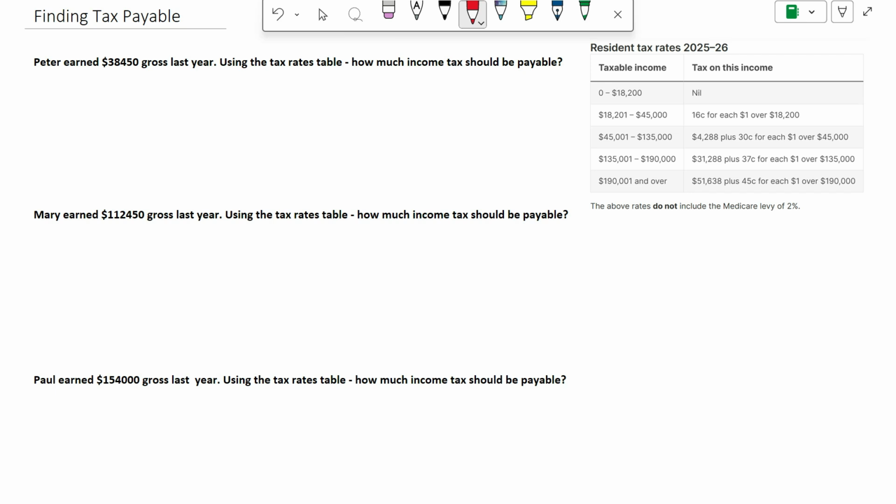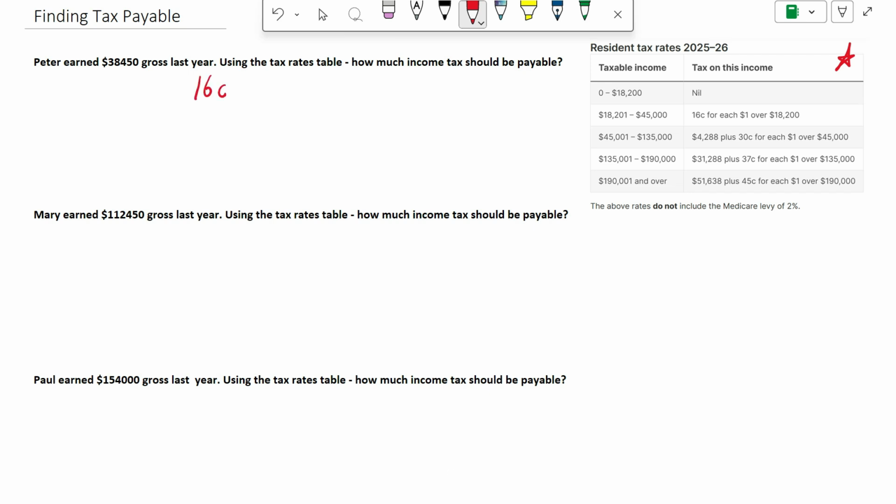38,450. Now over here on the right, we have the tax tables for 2025, 2026. And what we're looking for is which bracket does Peter fall into, 38,000. So if you're looking here, this bracket is 18,000 to 45,000. So Peter is within this bracket. Now I'm going to write this statement down because this is what Peter's paying.